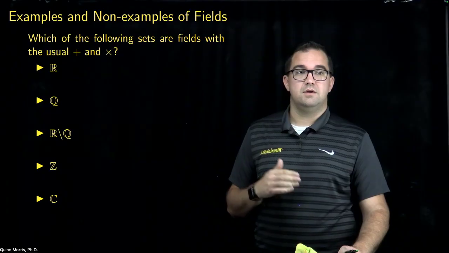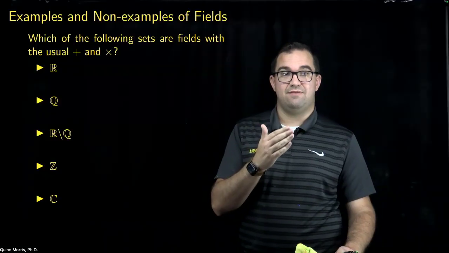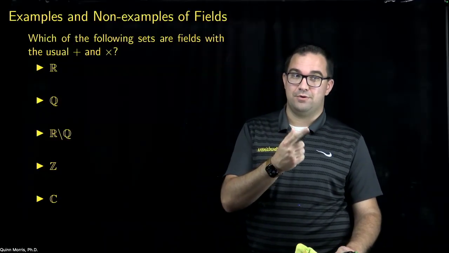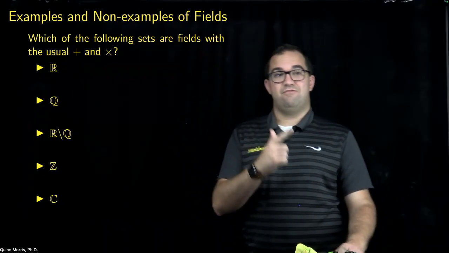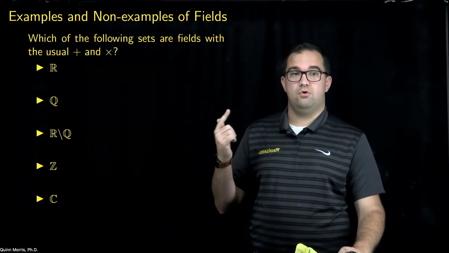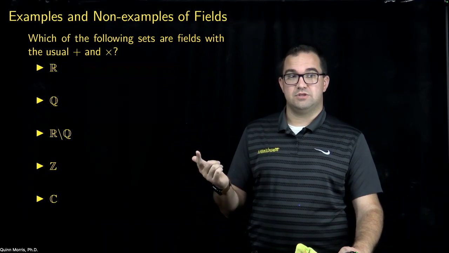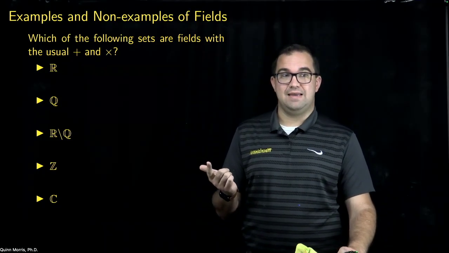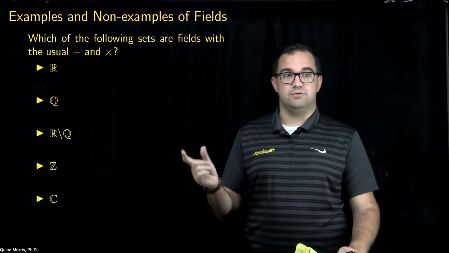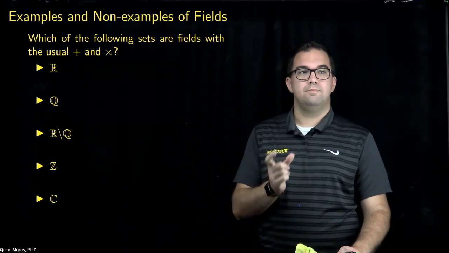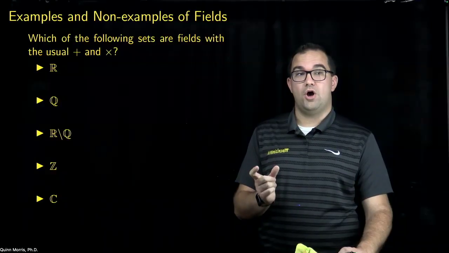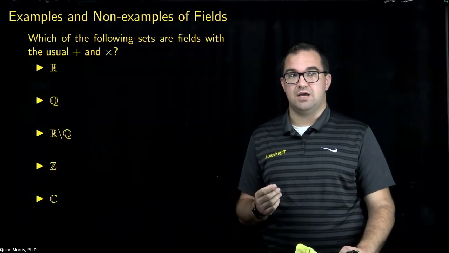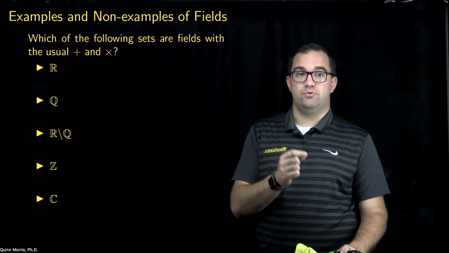3a and 3m, check. 4a and 4m are about the existence of additive and multiplicative identities. 0 is a real number, 1 is a real number, check. 5a and 5m are about inverses. So the additive inverse of a real number is also a real number, right? So if you take any real number a, negative a is also a real number, and a plus negative a is 0. So every number has an additive inverse that's also a real number. Every non-zero real number a has a multiplicative inverse 1 over a, which is always defined as long as a is not 0, so that a times 1 over a is equal to 1.